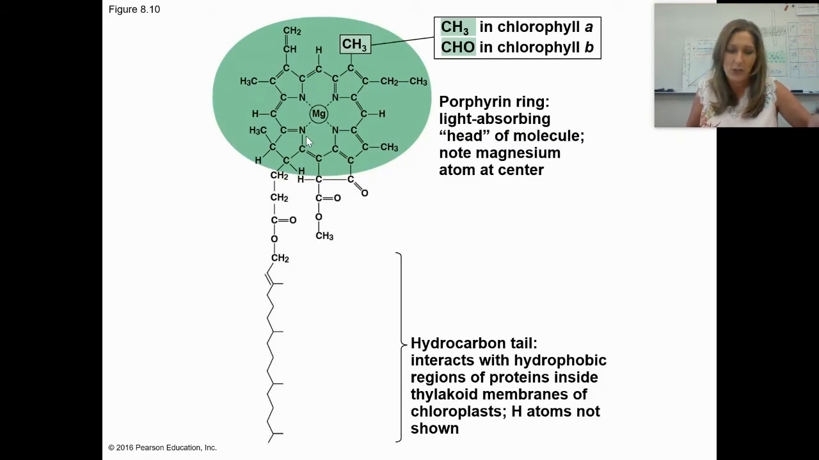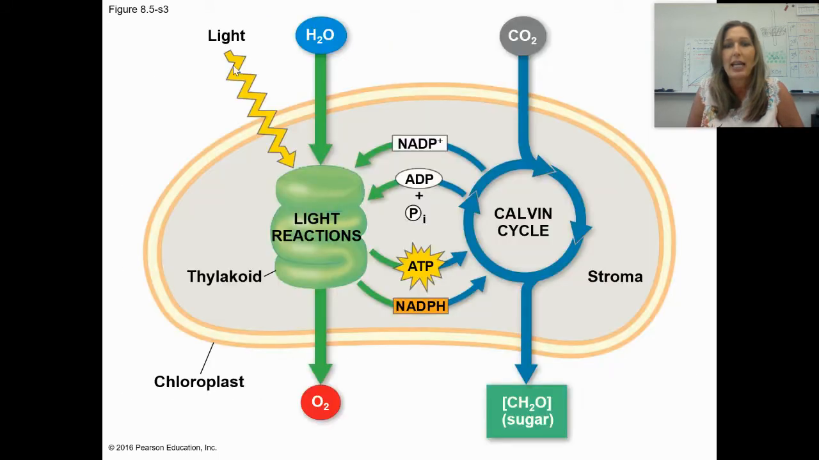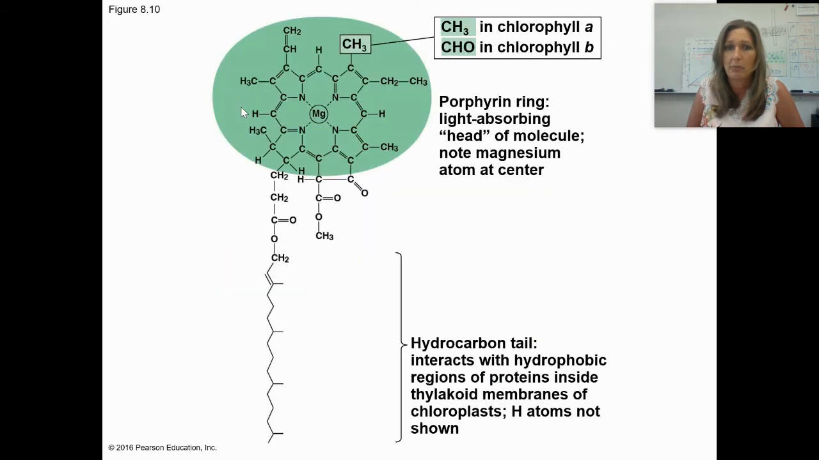Now, here's where we get to the cool part. We're going to talk about the light reaction of photosynthesis and get specific about how this light reaction actually takes place. So the first thing that has to happen is I have to have light absorbed by pigments.